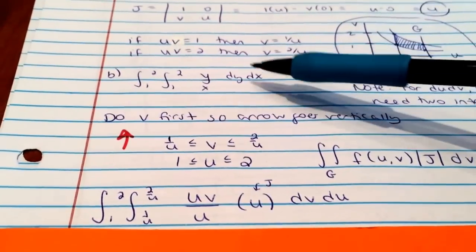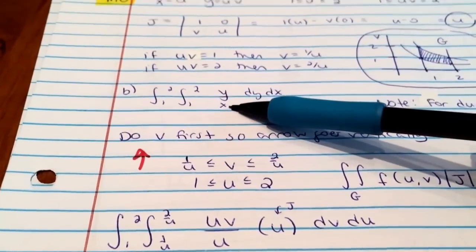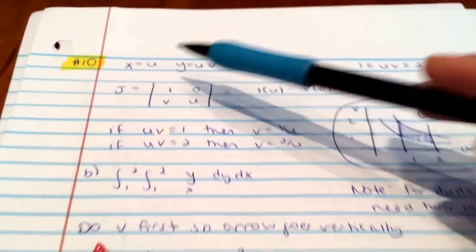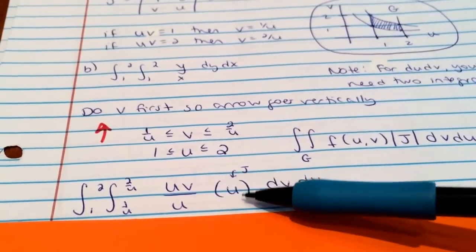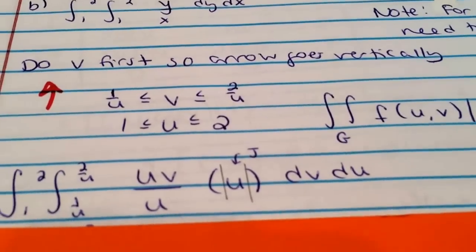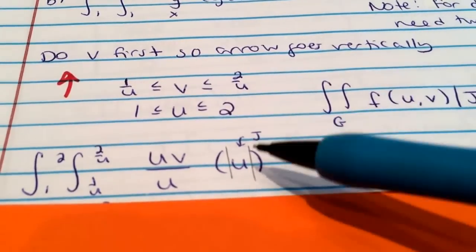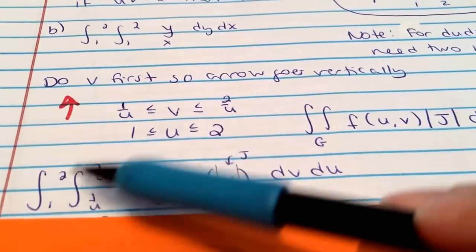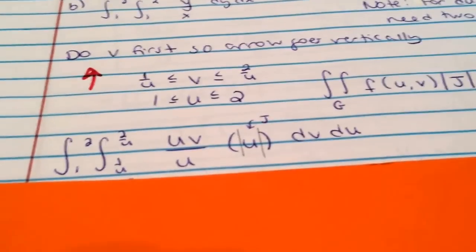For my function, my original function was y over x. So I put y, which is uv, over x, which is u. That's my new function. Here's my Jacobian. Technically, that should be in absolute value bars. But because the u is already positive, since the u has to stay between 1 and 2, it really doesn't have to be. So that's why I didn't do that.